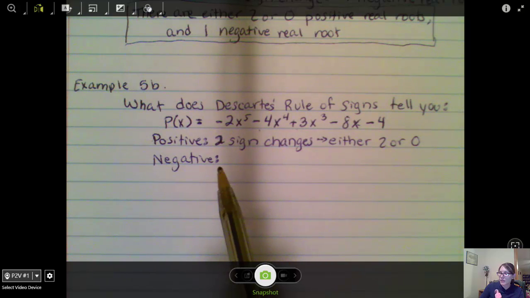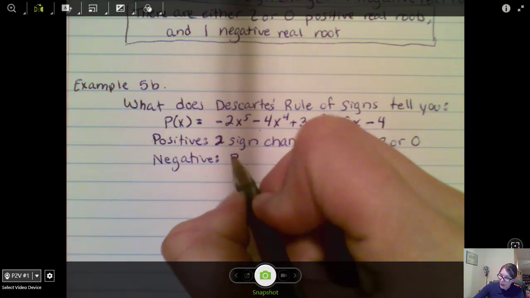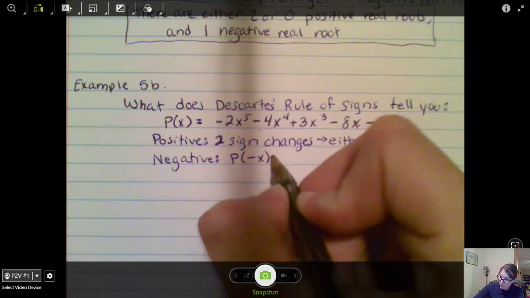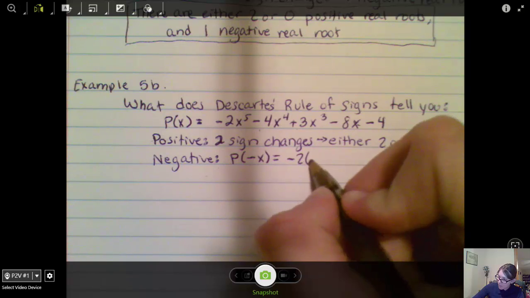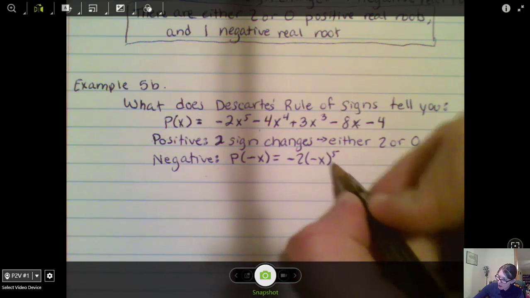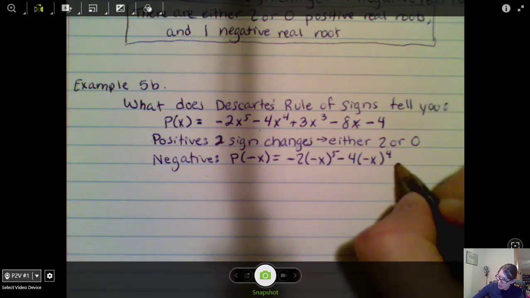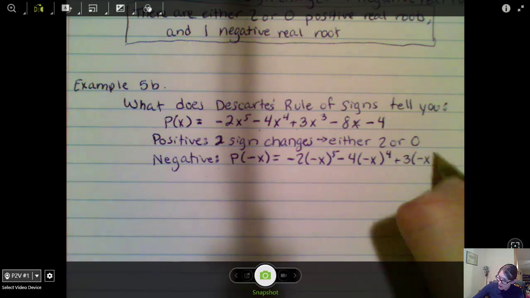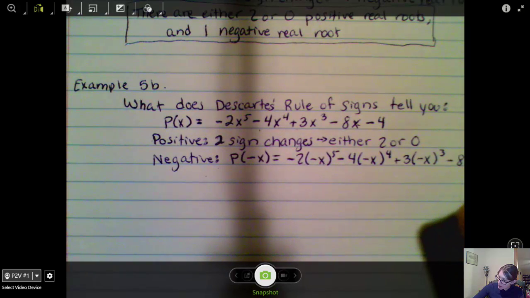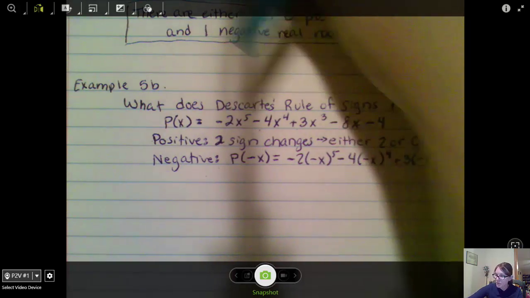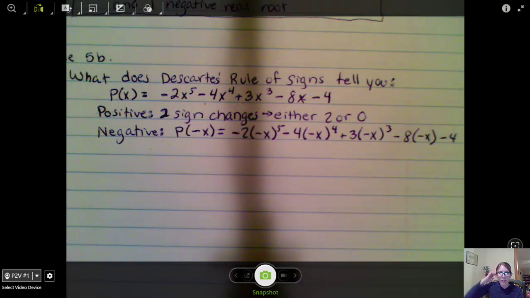And then negative, to figure out how many negative real roots we have, we have to evaluate p of negative x. So negative 2 times negative x to the 5th minus 4 times negative x to the 4th plus 3 times negative x cubed minus 8 times negative x minus 4. Screw this over just a little bit there. And now we have to simplify.